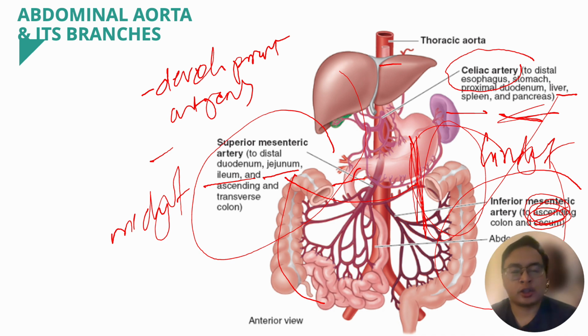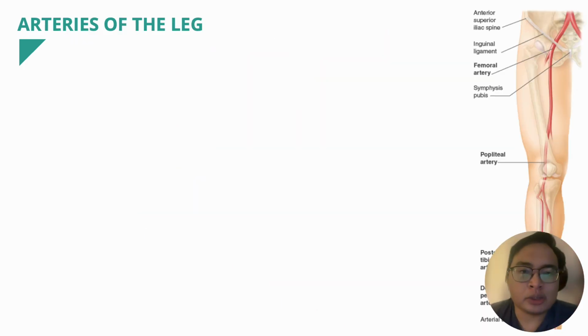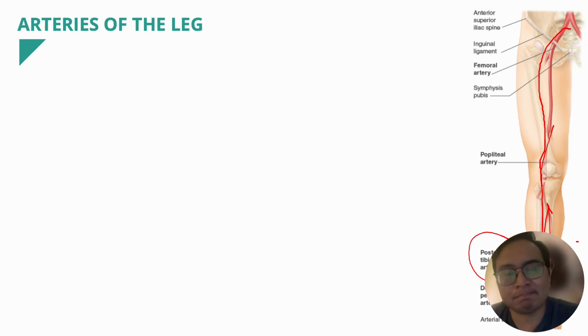So, we're done with the arteries of the upper extremities and the abdomen. Let's move on now to the arteries of the leg. The most important one is this, the femoral artery, which later becomes the popliteal artery. It bifurcates into the posterior tibial and the dorsalis pedis artery.